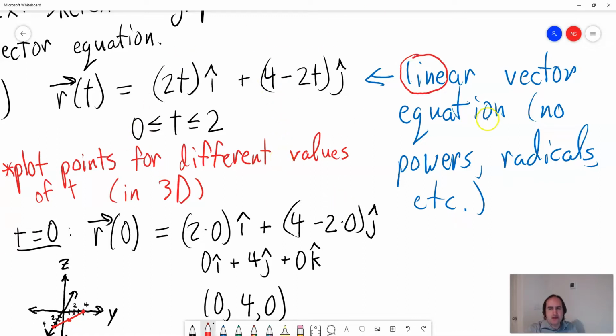Another way you can do that is you can take the derivative. If you take the derivative of this vector equation, you're going to get only constants. And if you get constants as the derivative, that also means it's linear. Because the derivative of 2t is 2, and the derivative of 4 minus 2t is negative 2. So you would have 2i minus 2j plus 0k. That's a constant. The derivative is a constant. So that's another way you would know that it's linear. But linear, again, the graph is going to be a line.